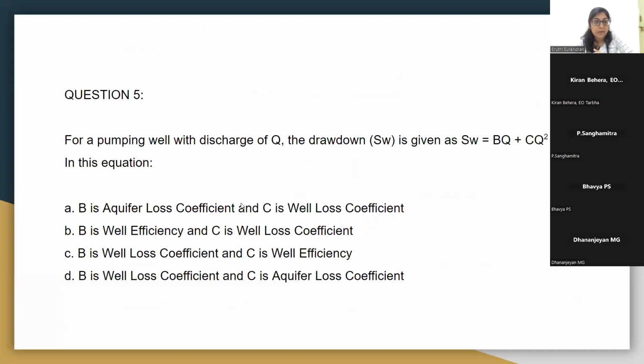Question number 5, for a pumping well with discharge of Q, the drawdown is given by BQ plus CQ square. What is B and C in this equation? I don't see any answer coming.